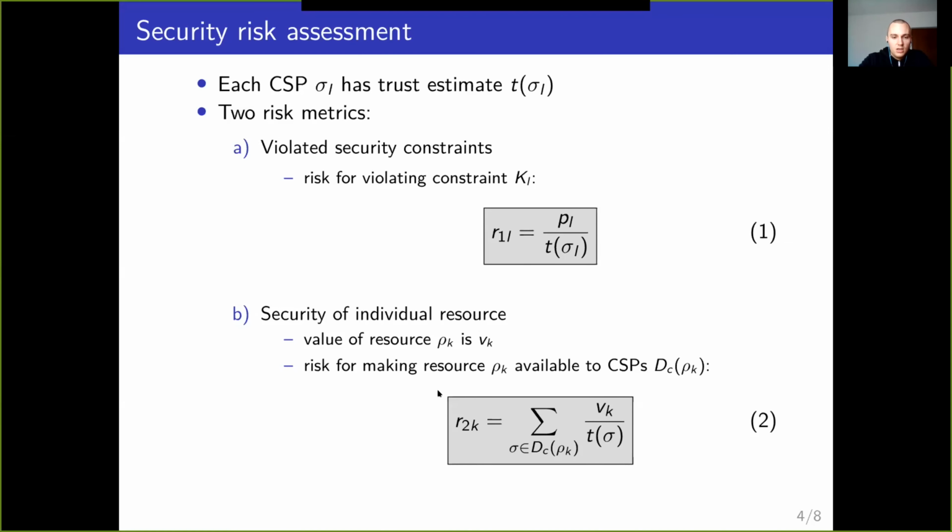Second metric, the security of an individual resource, is calculated by simply dividing the value of the resource by the trust estimate of the cloud, for every cloud where the resource is available.